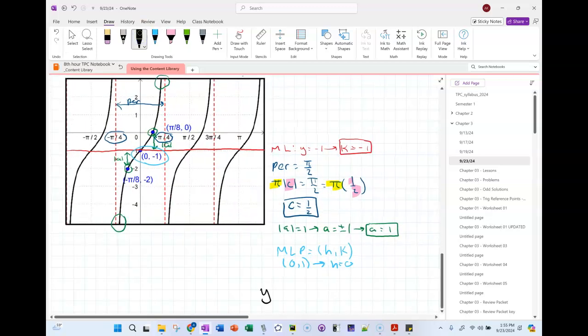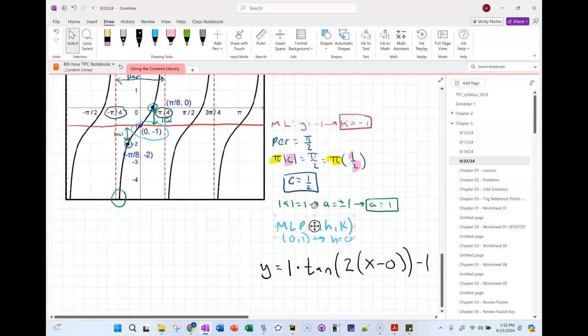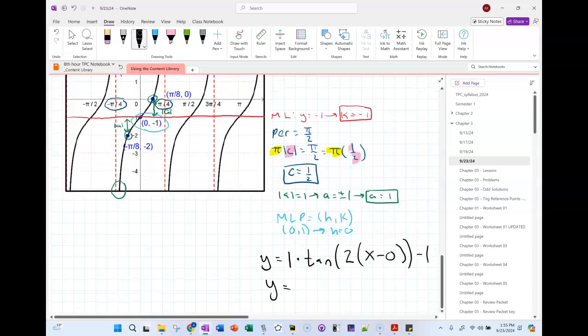So now we just put it all back together. So I have A times tangent. 1 over C is the reciprocal, so 2. X minus H plus K. Or if I wanted to streamline this a little bit, make it a little bit simpler, I just write it at that, right? Tan 2x minus 1.